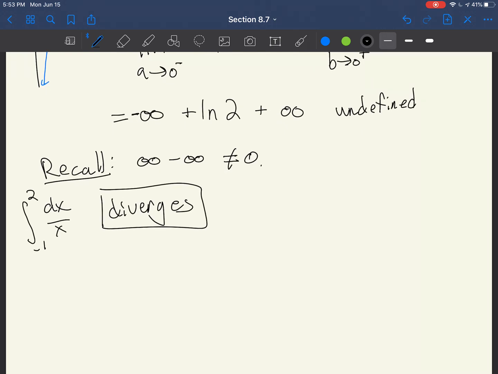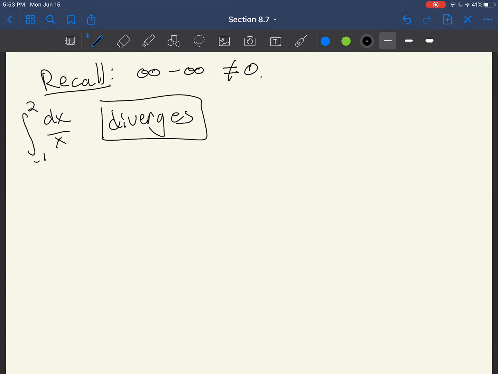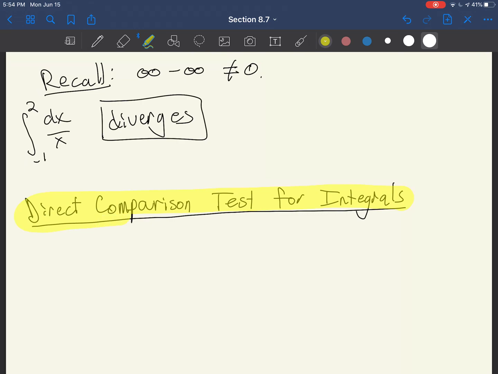Okay, so that's how you deal with improper integrals of type 2. But notice that a lot of the time, like this one, it diverged, and we're just done. I mean, who cares? So a lot of times we're going to care more about whether an integral converges or diverges. Luckily, we have tests for those so that we don't have to sit down and integrate everything. So we have the direct comparison test. And this is for integrals. We will have another one of these that is not for integrals.